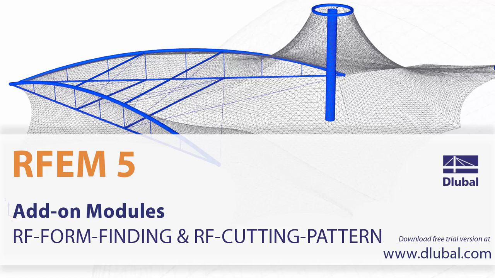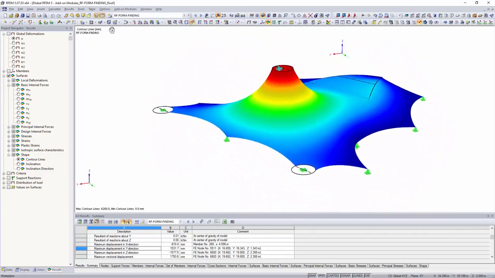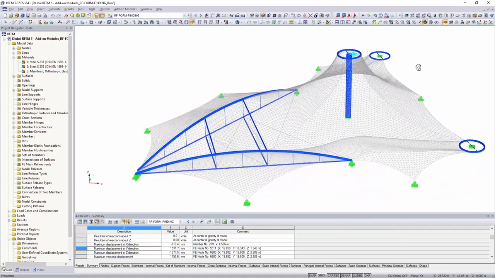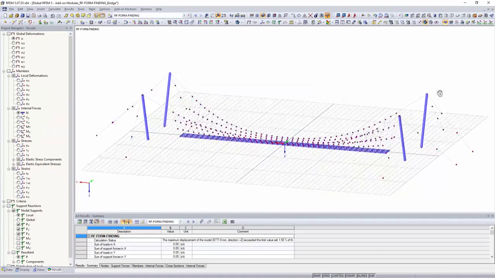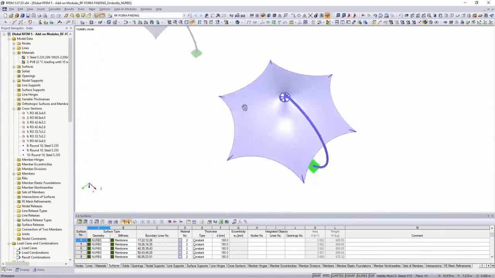Add-on modules, RF form finding and RF cutting pattern. You can now generate membrane and cable structures with the RF form finding add-on module. Utilizing the URS method, the form finding calculation is directly applied to the entire structure in the main program RFEM.